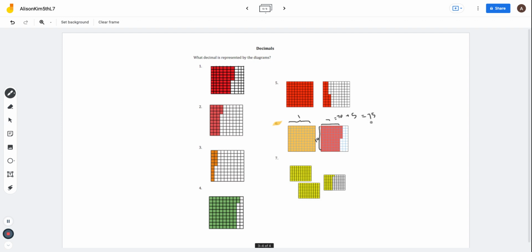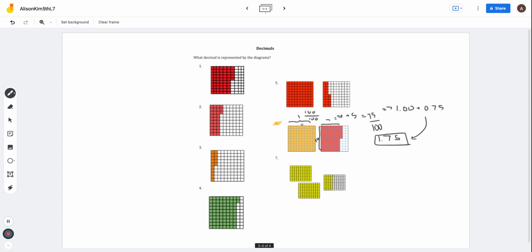This is 75 over 100, right? This one right here was 100 over 100, which is why it's just 1, right? So number 6 will be 1.75. So we add the 75 to the 1.00. So this is basically 1.00 plus, and it's out of 100, so it's going to be in the hundredths place, 0.75. And that gives you 1.75.